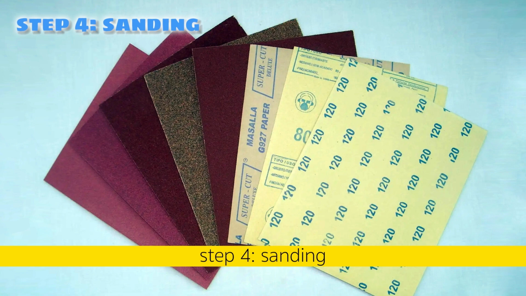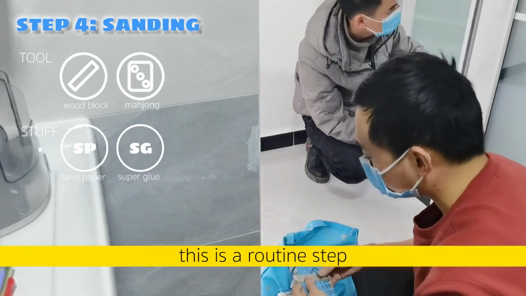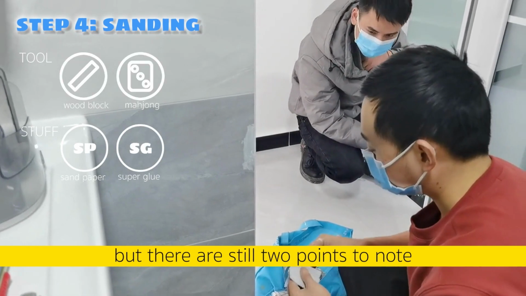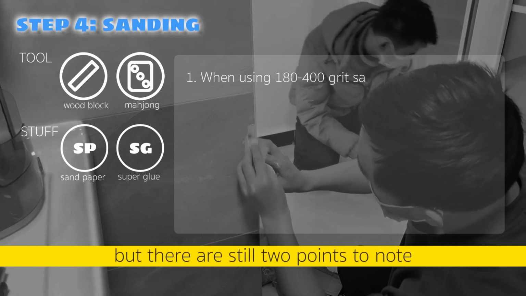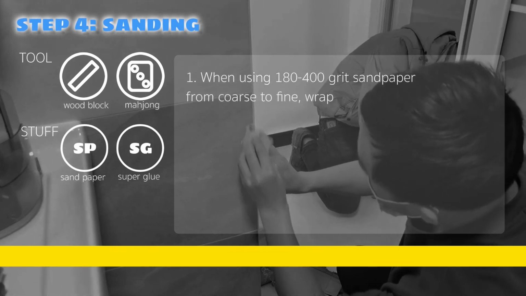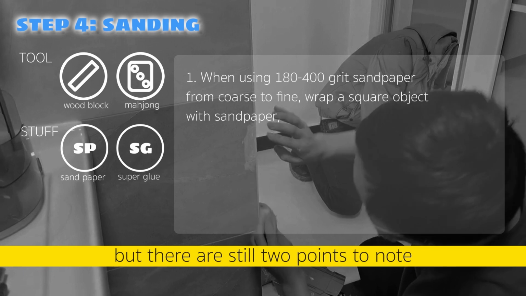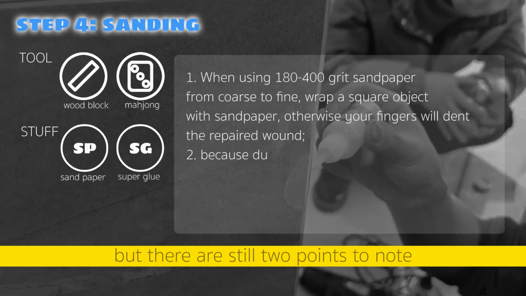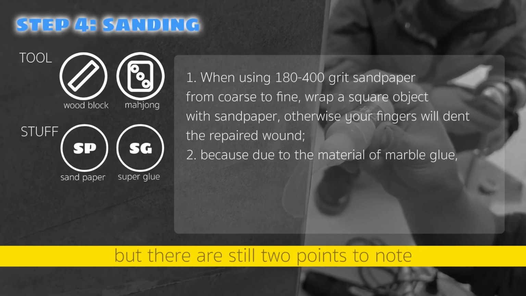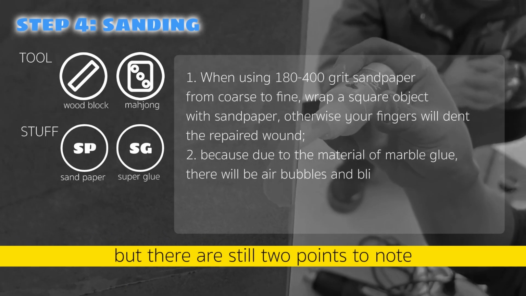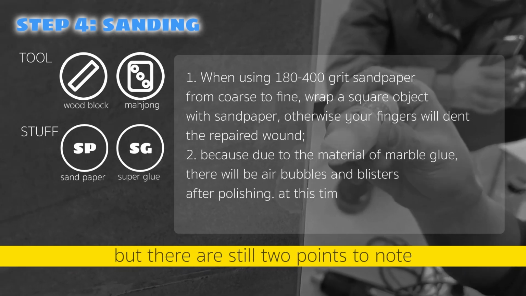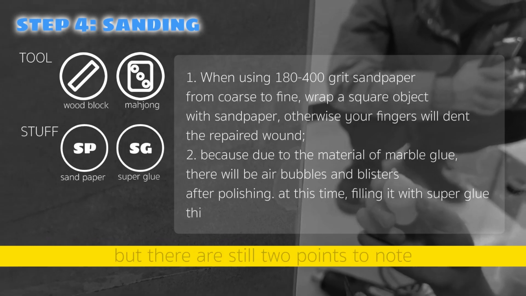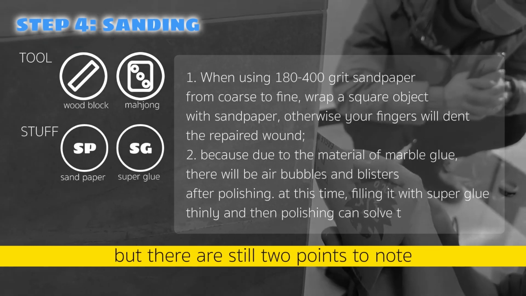Step 4. Sanding. This is a routine step, but there are still 2 points to note. 1. When using 180 to 400 grit sandpaper from coarse to fine, rub a square object with sandpaper, otherwise your fingers will dent the repaired wound. 2. Because of the material of marble glue, there will be air bubbles and blisters after polishing. At this time, filling it with super glue thinly and then polishing can solve the problem.